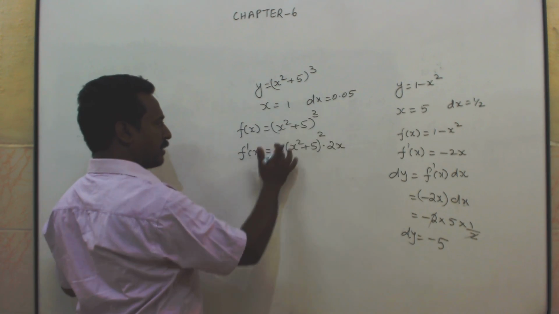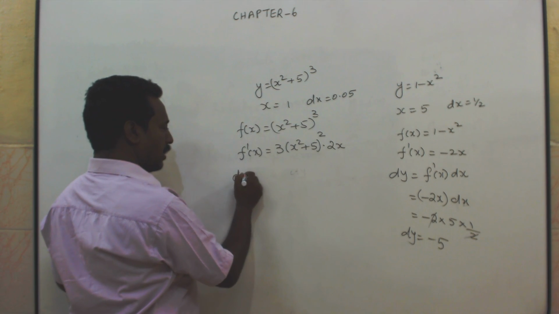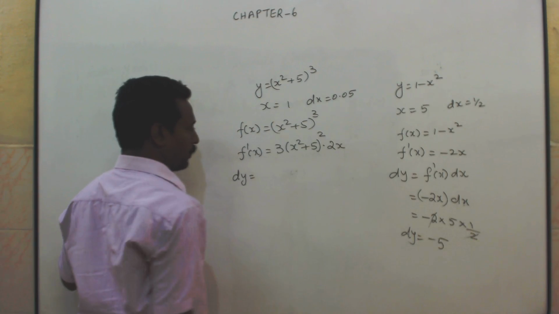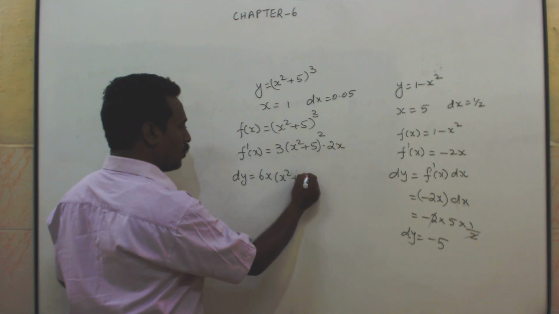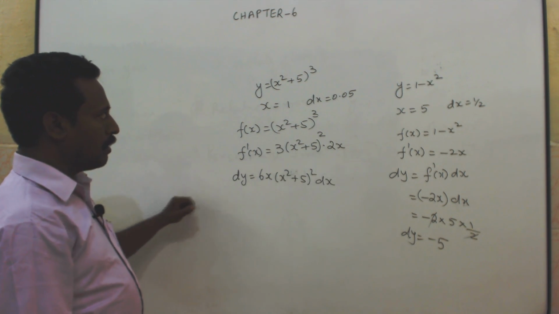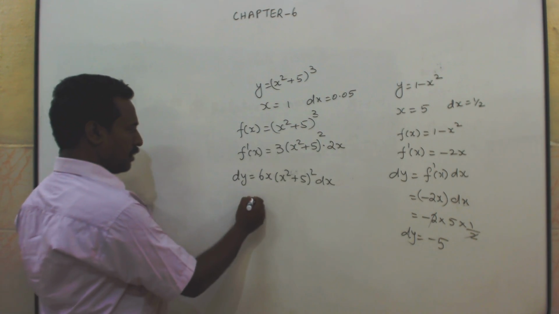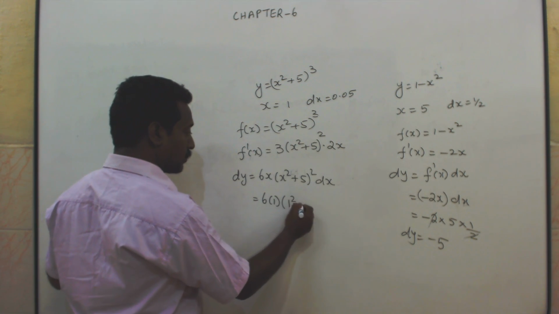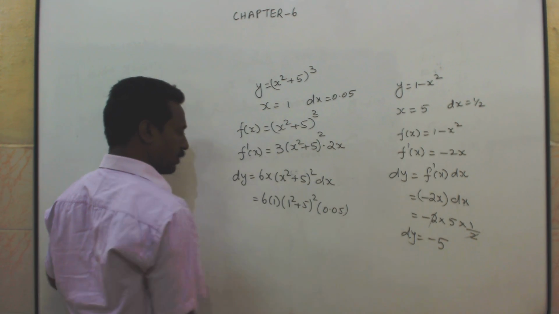Power law, (3x square plus 5) whole square. Differentiation of x square is 2x. dy equal to f dash of x into dx, same formula. 6x into (x square plus 5) whole square into dx. But we know the value of x and dx. 6 into 1, that is 1 square plus 5 whole square into 0.05.